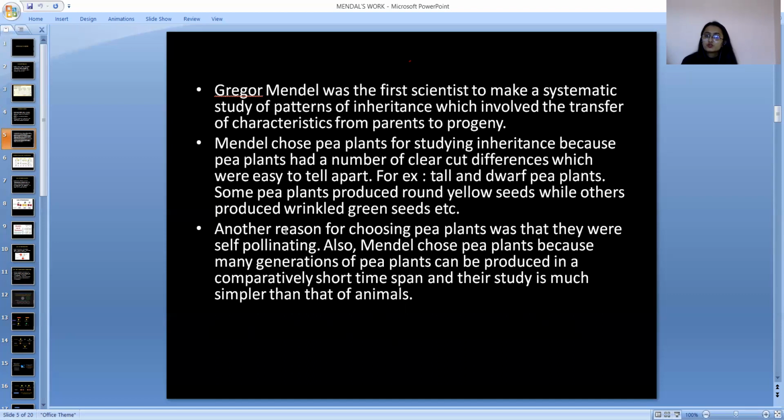Some pea plants produce round yellow seeds while others produce wrinkled green seeds, so these are very conspicuous characters, and you can find them out. That is the first reason why he chose a pea plant.